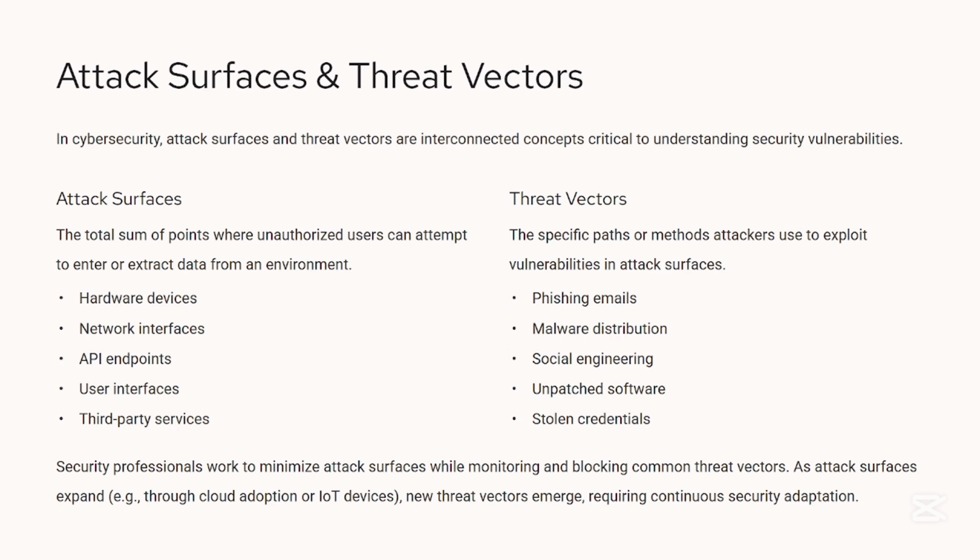Then threat vectors refers to the specific paths or methods attackers use to exploit the vulnerabilities in attack surfaces. So the threat vectors are the methods used to exploit attack surfaces, and that can be phishing emails, malware distribution, social engineering, use of unpatched software, and stolen credentials. Those are threat vectors that can be used to exploit attack surfaces.